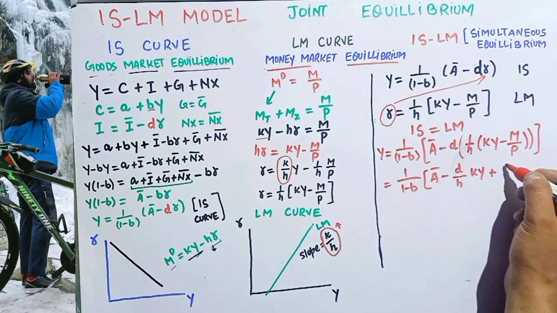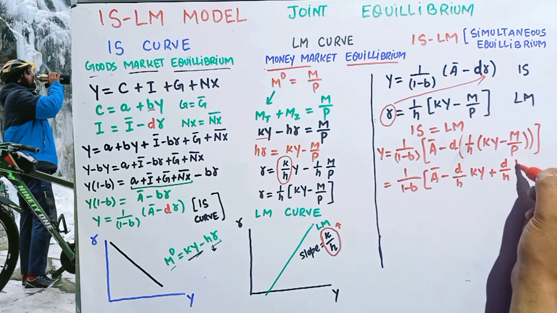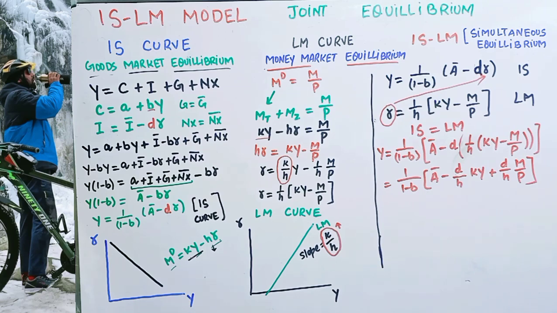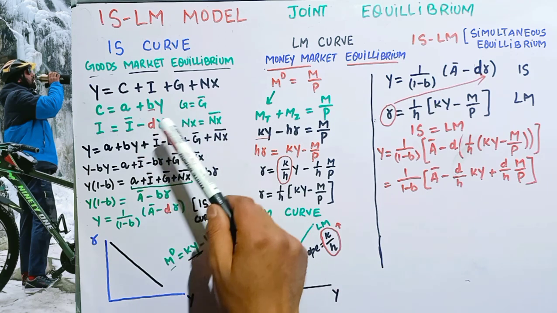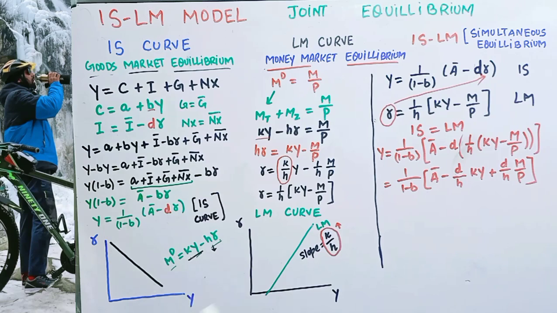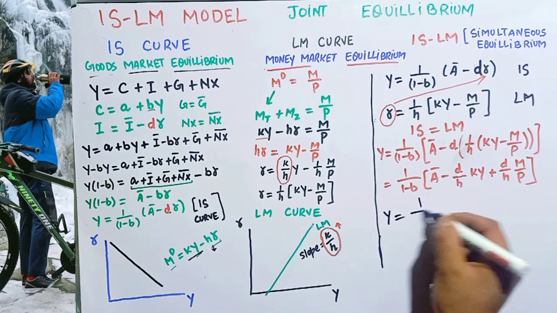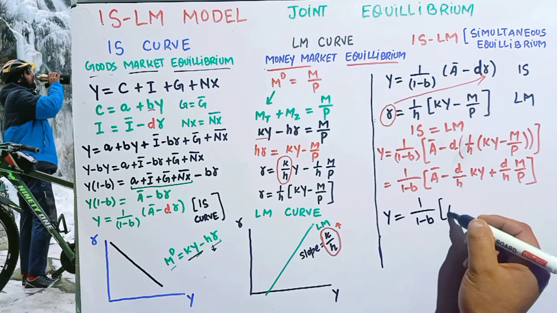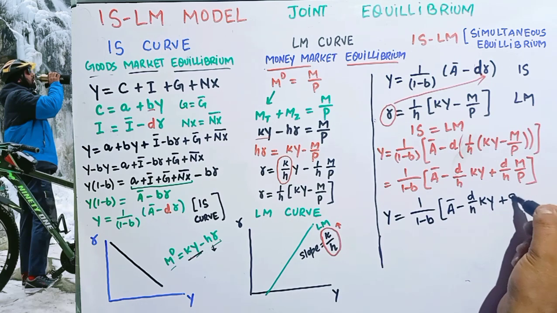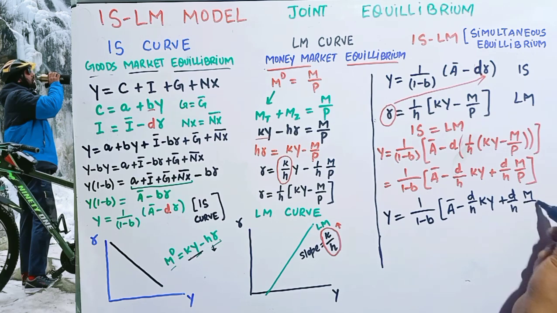We have d upon h times m upon p. Sorry for this horrendous mistake which I have committed, because I have written the coefficient of rate of interest in the investment function as b. Actually it should be d to differentiate it from the marginal propensity to consume. That means our y will be equal to 1 upon 1 minus b, a bar minus d upon h ky plus d upon h m upon p.